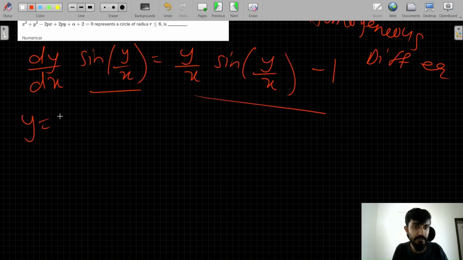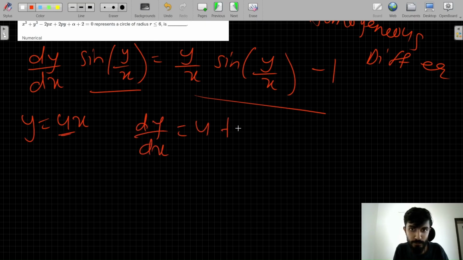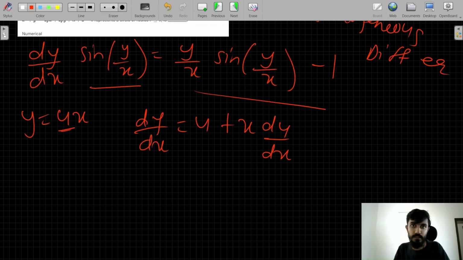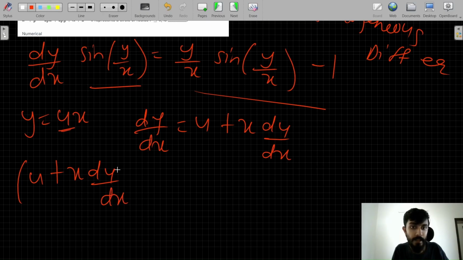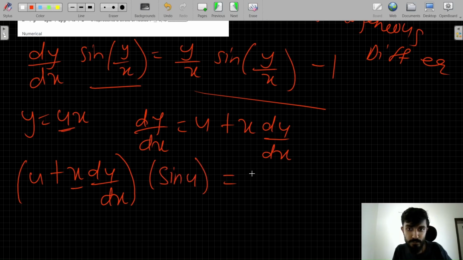We make the assumption that y is equal to ux, where u is also a variable. dy by dx is equal to u plus x du by dx, chain rule. So I'll make that substitution here, u plus x du by dx. Basically I am eliminating y here, and converting this equation into an equation which has x and u as variables in place of x and y, into sine u equals to u sine u minus 1.